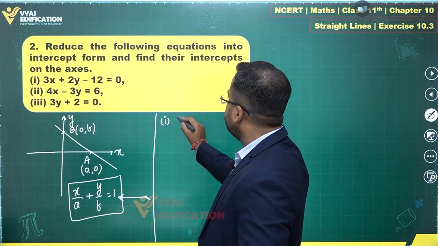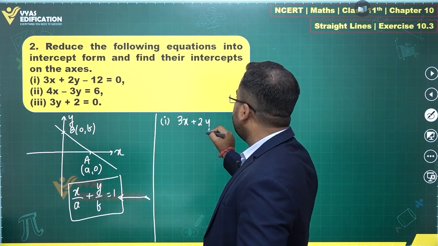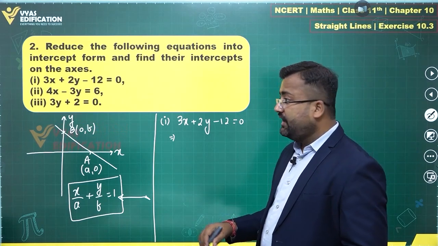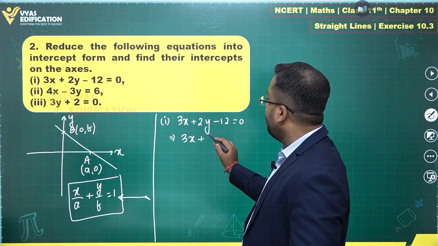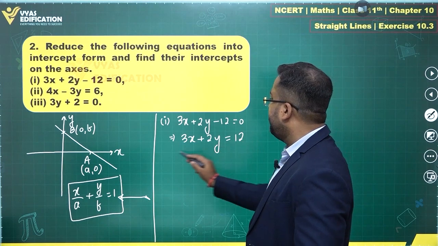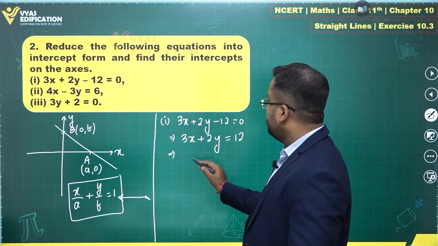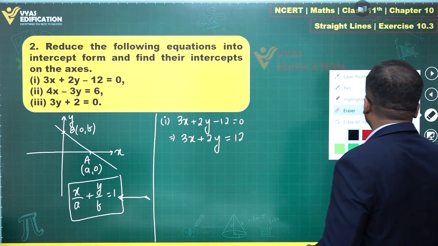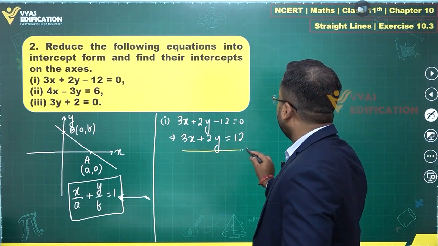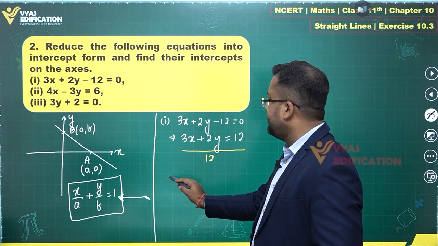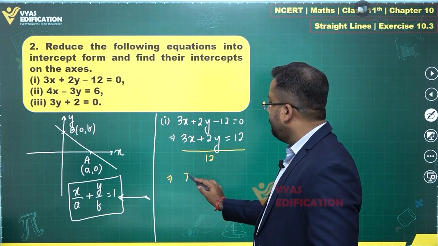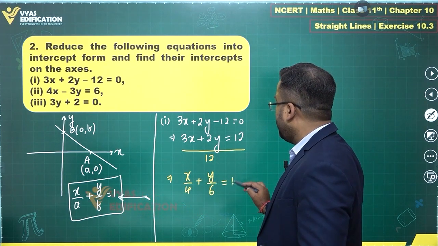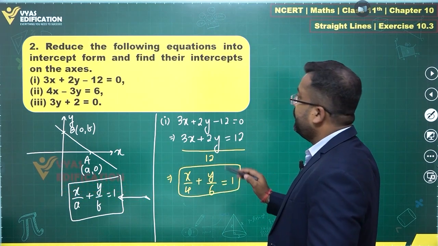The first part has 3x + 2y - 12 = 0. Let's bring this 12 to the right hand side. 3x and 2y remain on the left hand side, and this is equal to 12. Now we'll divide the complete equation by 12, on the left hand side as well as the right hand side. This gives me 3x/12 becomes x/4, plus y/6 is equal to 1. And this is my required intercept form.